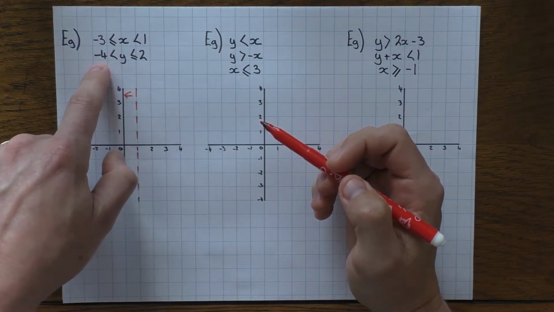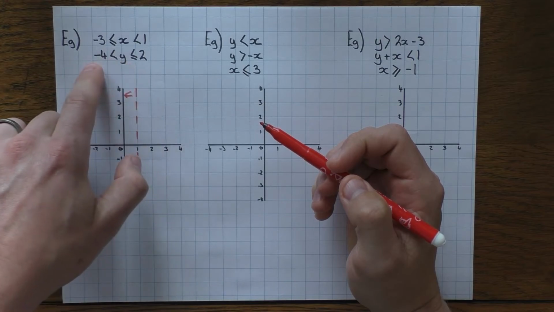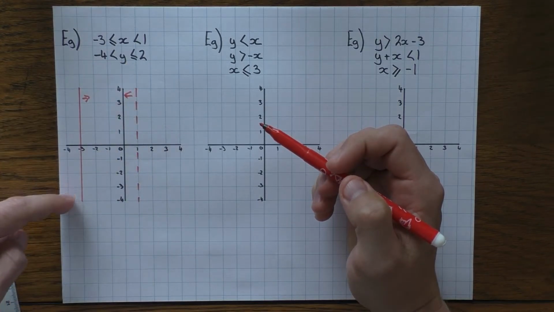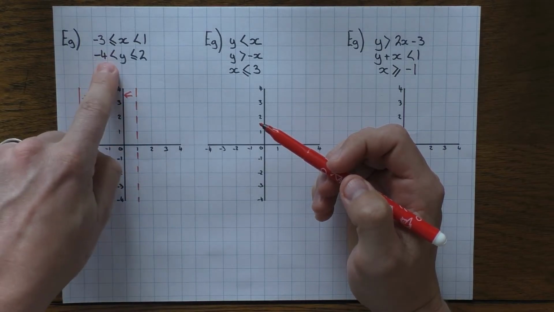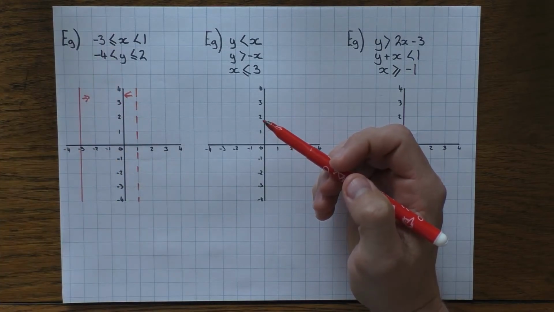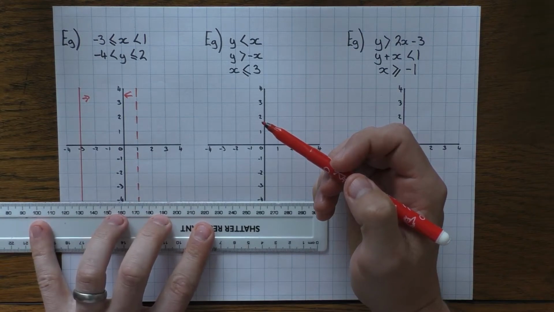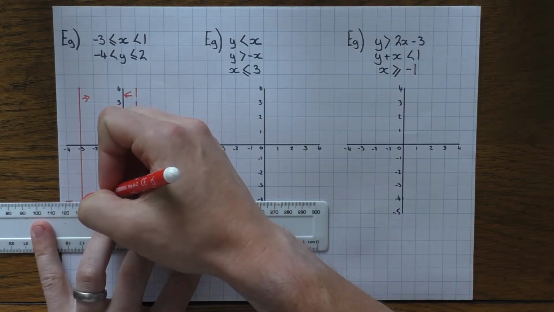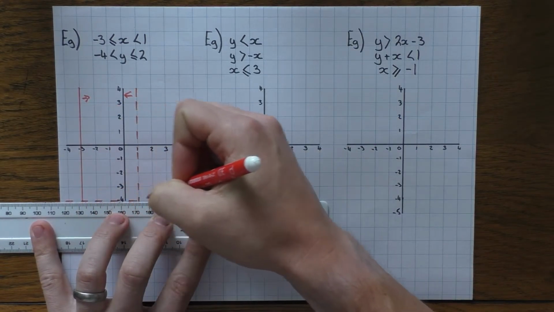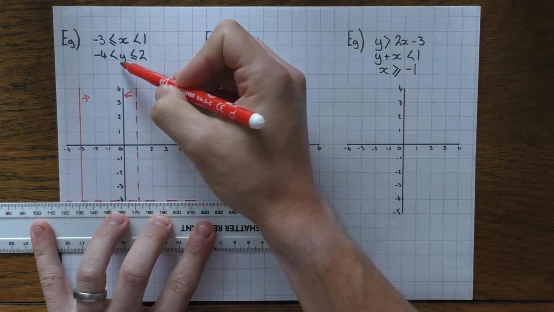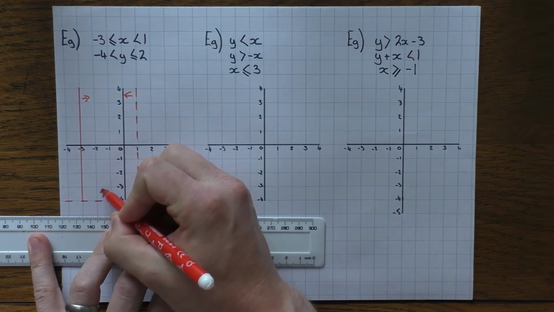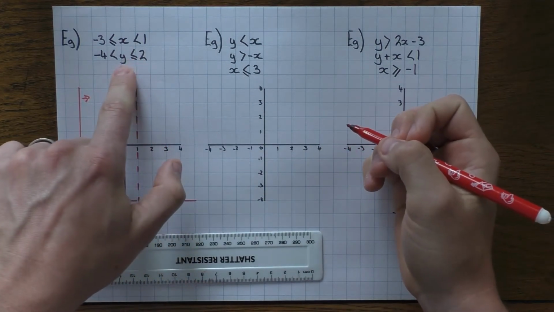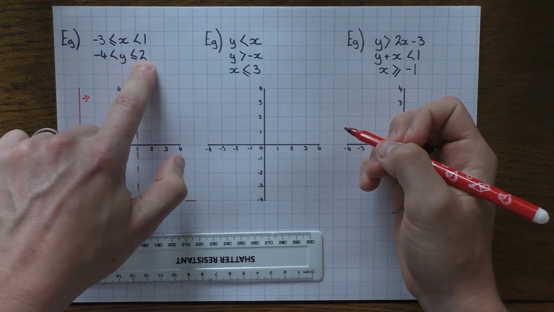Y is greater than minus 4. So imagine it's just y equals minus 4, which is a horizontal line going through the y-axis at minus 4. Is it a solid line? No, it isn't. There's no equals, so it's dotted. So I'll put that in now. And we're saying y is greater than minus 4, so all these are greater than minus 4, so it's going up that way.